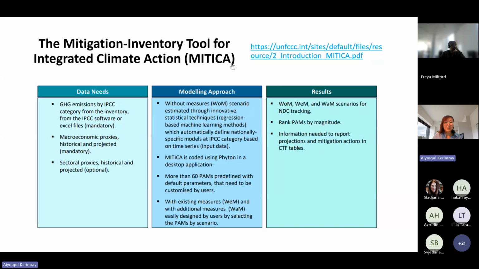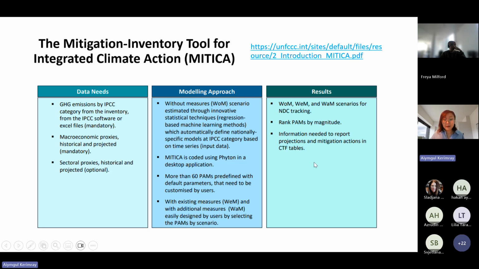In terms of the data needs, first of all, the data on the GHG inventory should be provided based on the CRT categories. Macroeconomic proxies like GDP and population should be provided by the user. Sectoral proxies, historical and projected, should be provided by the user. In terms of modeling approach, first of all, with this MITICA tool, a business as usual, without measures scenario is developed, and it uses statistical techniques to project the without measures scenario based on the historical GHG emissions inventory data provided.